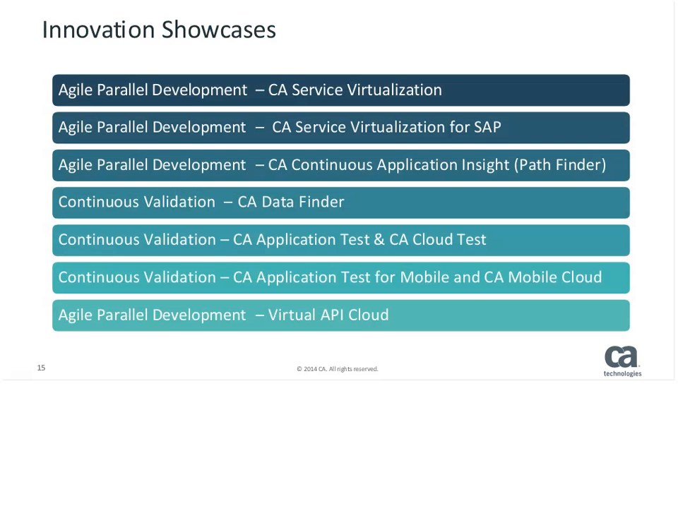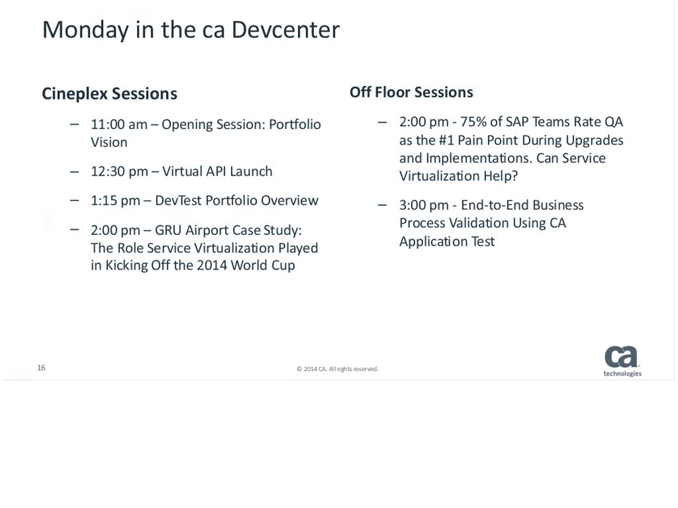If you go here at the bottom of the list, last but not least, I wanted to point this out. We're launching a new technology at CA World called the Virtual API Cloud. And the first look you'll have at this is at CA World, both in the demo booth and in the Devcenter.